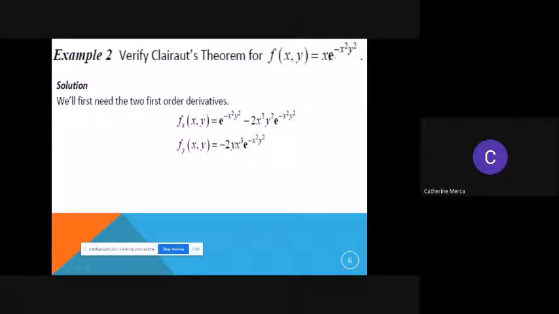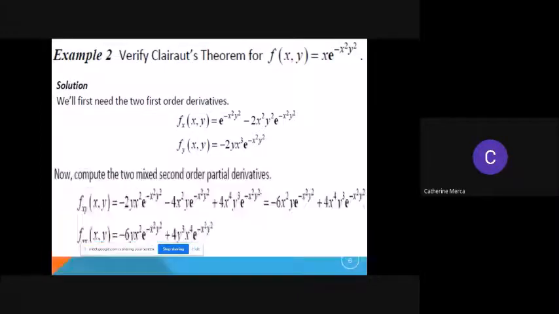Then we take x as a constant. The derivative of this with respect to x will give you negative 2x y squared. That's why negative 2x, and since there is x already, negative 2x y squared, and e to the negative x squared y squared. Similarly, if you take it with respect to y, you get the result. In detail, I leave this to you so you can practice.